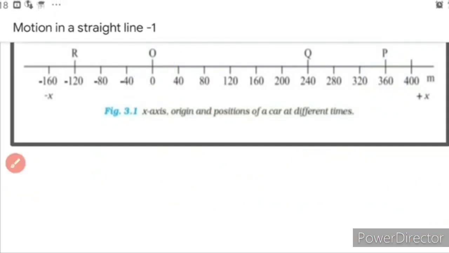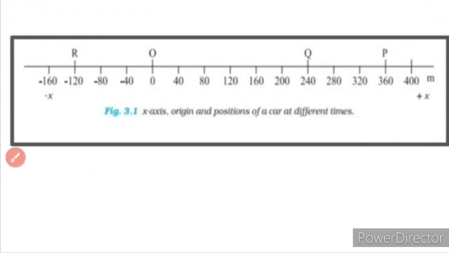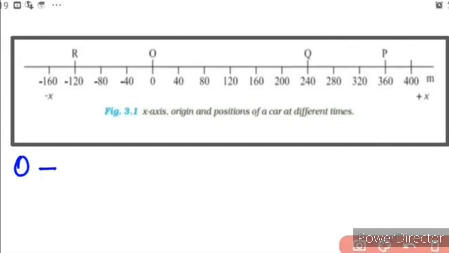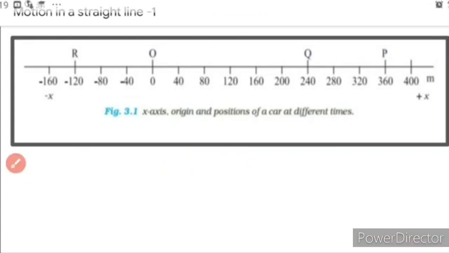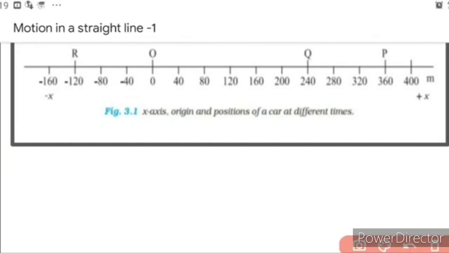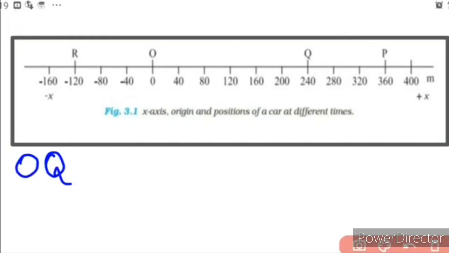Now we consider another motion, that is from O to Q. O to Q means it starts from O, it goes to P, then comes back to Q. That is the path actually. So for that motion, what will be the displacement and path length? We are considering OQ. So let's deal with path length first.